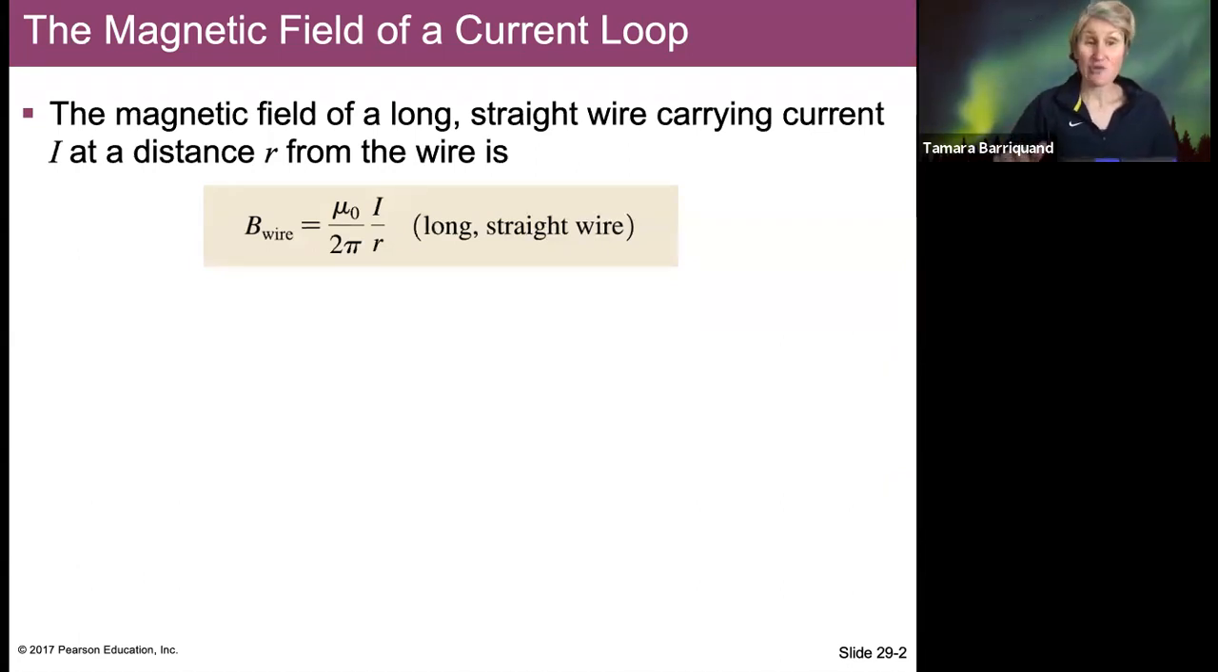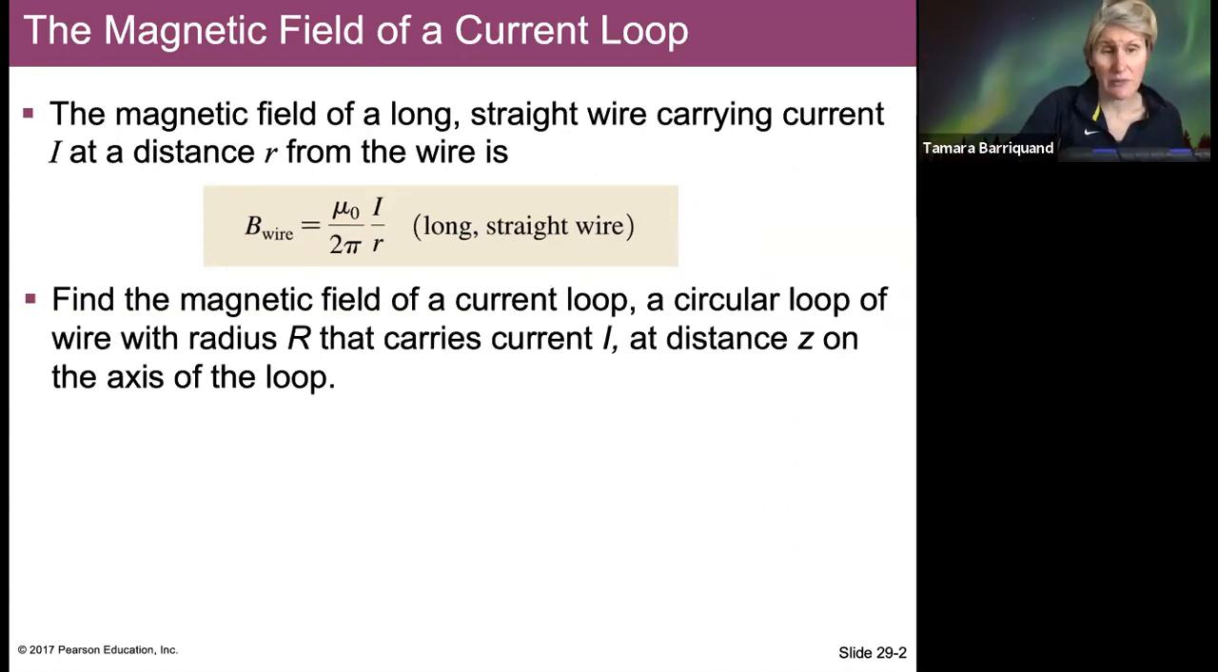Now to find the direction of the magnetic field, we will take our handy right hand, take our thumb, point it in the direction of the current, and then our fingers will curl around in the direction of the magnetic field, which will be tangent circles around our current carrying wire.